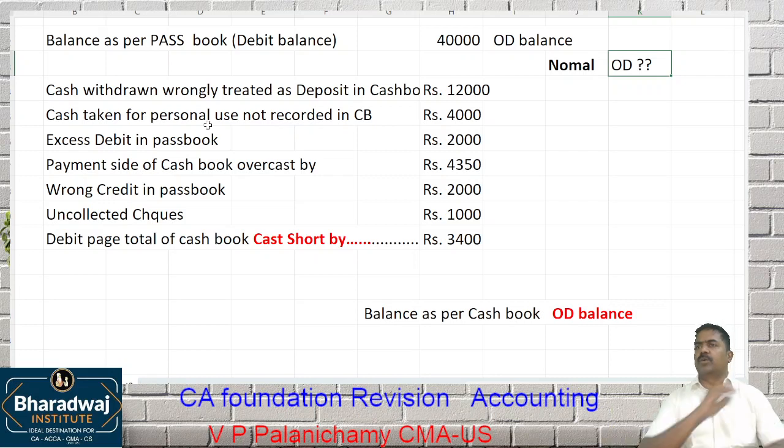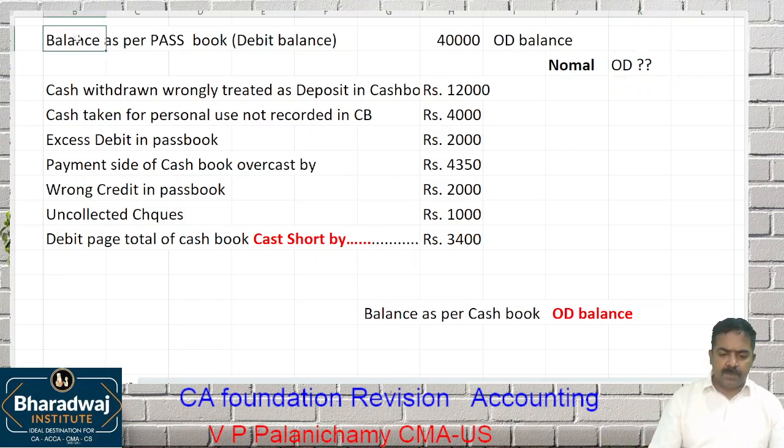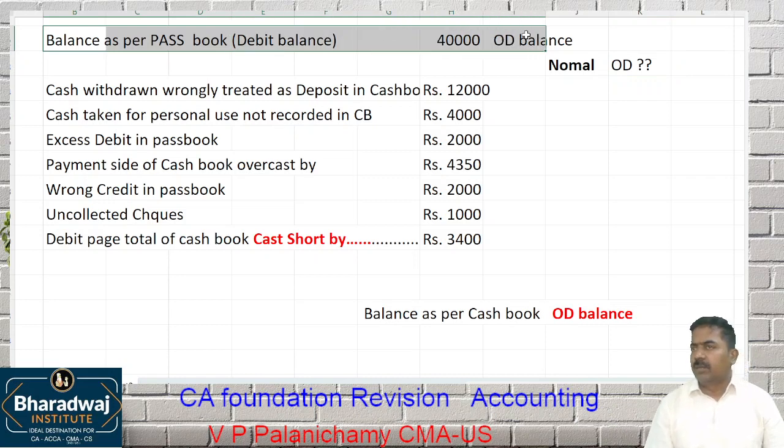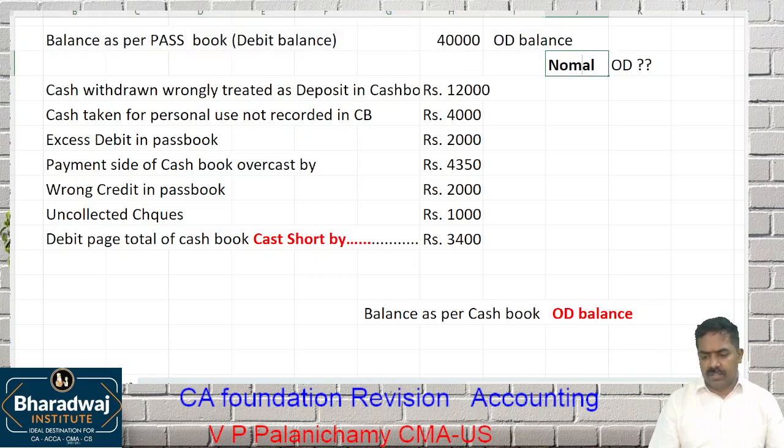Try it, let's see. You are going to try this. Balance as per which one is given? Passbook. Who are we now? Banker. It's for normal. If you do something, just do the opposite for OD balance.